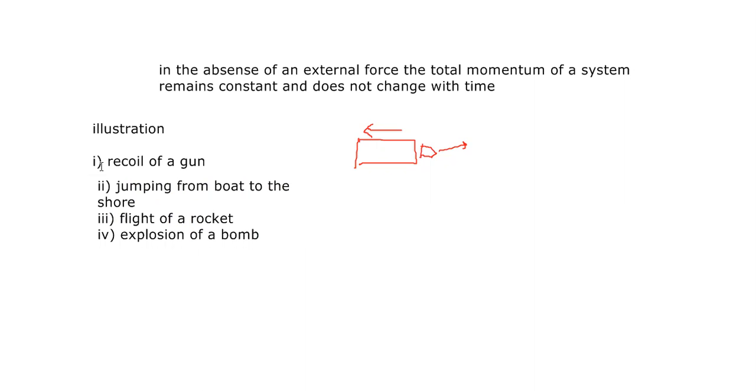So conservation of linear momentum is clear to all of you. If there is no external force, so again I explain because this is a very important concept. So see, in the absence of an external force, the total momentum of a system remains constant and does not change with time. There is no dependency on time. It is always constant with time if there is no external force.